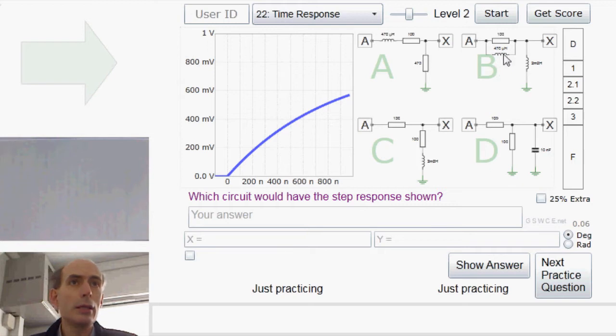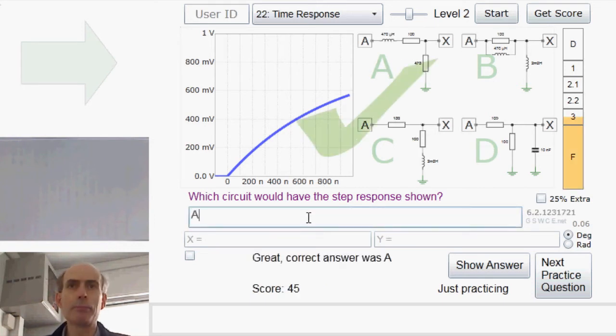We can eliminate B as well by thinking about what happens at time t equals 0. At time t equals 0, we can consider the inductors to be open circuits and capacitors to be short circuits, and that would just give us a circuit where A is connected to X via a 100 ohm resistor. So we would expect the step response for circuit B to shoot up to 1 volt and then start coming down, which clearly it doesn't. So, having eliminated B, C and D, the only possibility left is circuit A. Great.